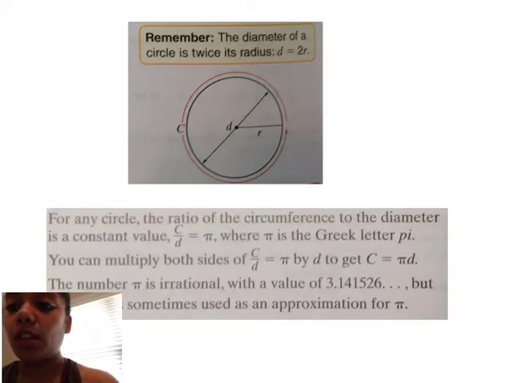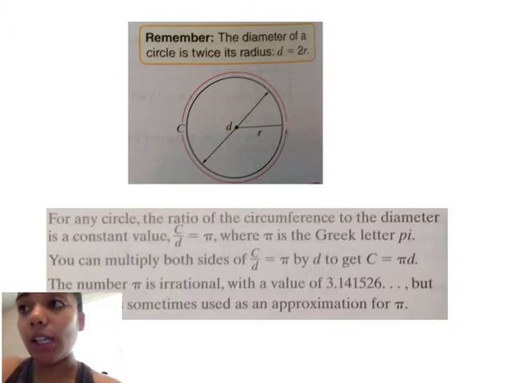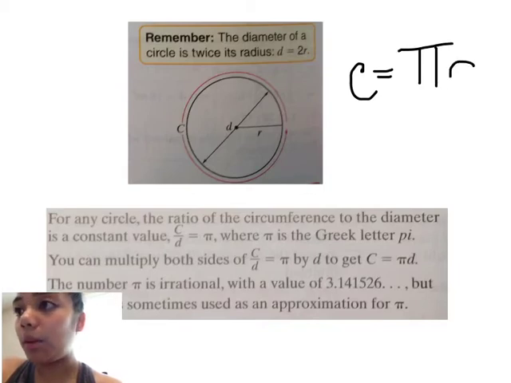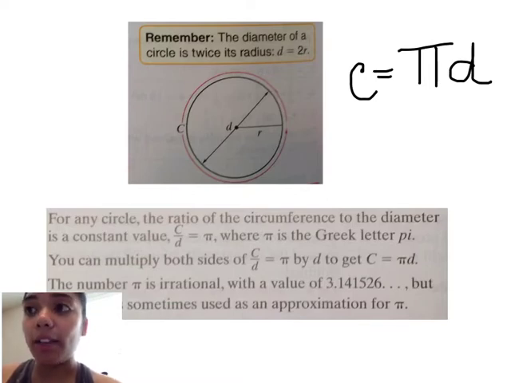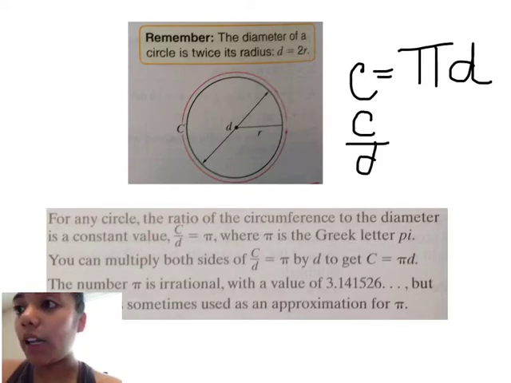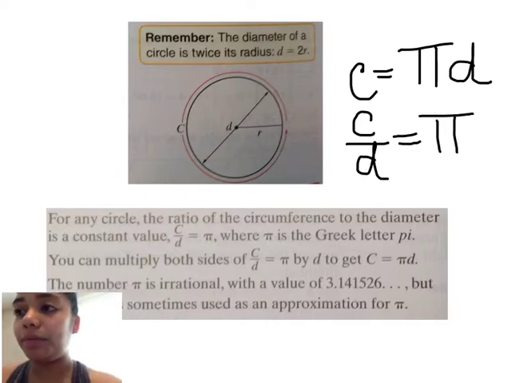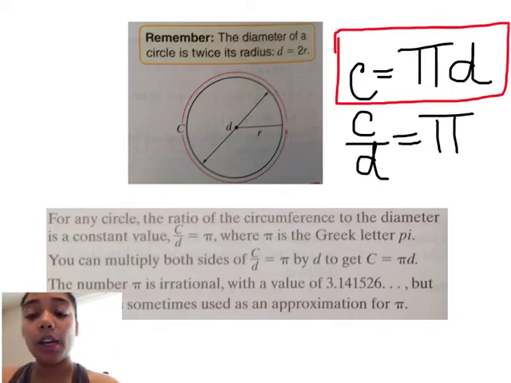The little paragraph underneath this picture is just restating what I said. Circumference equals pi times diameter. If I manipulate my equation to solve for pi, it would just be circumference divided by diameter will always give me pi. This is your base equation that you need to know. You don't need to know the other equations, because if you know this one, you can always manipulate it to solve for C, or to solve for D, or to solve for pi.